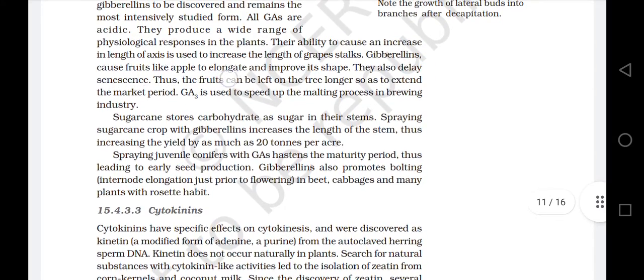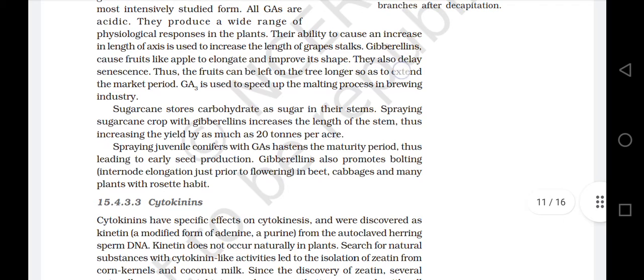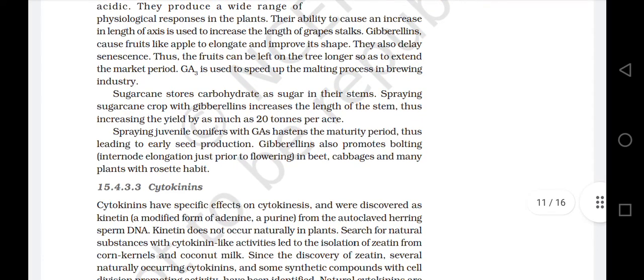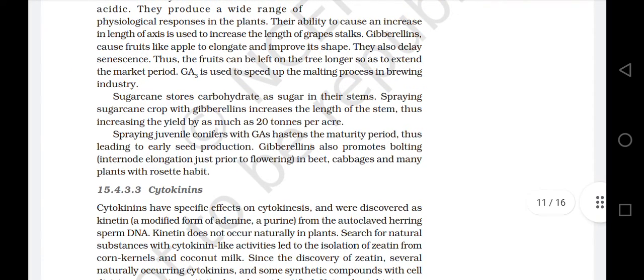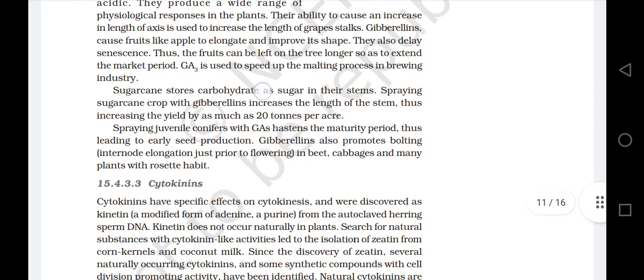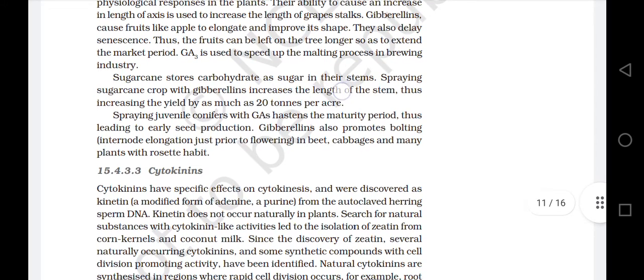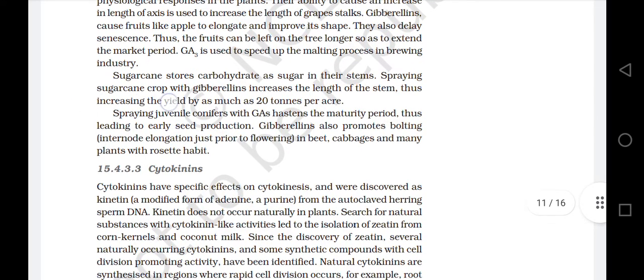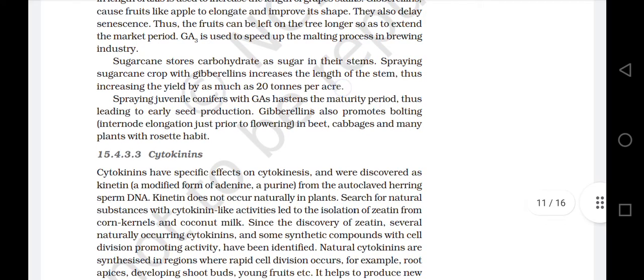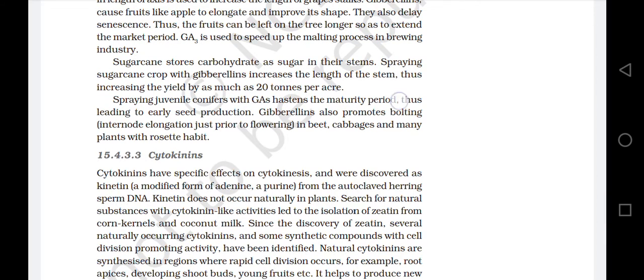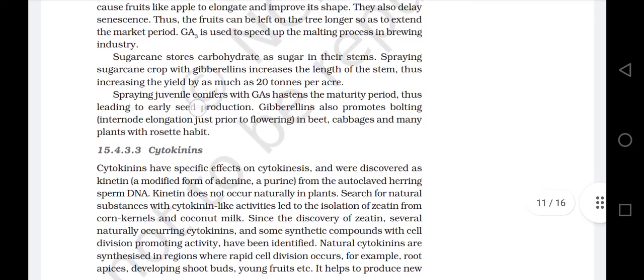Thus, the fruits can be left on the tree longer so as to extend the market period. GA3 is used to speed the malting process in the brewing industry. Sugarcane stores carbohydrates as sugar in their stems. Spraying sugarcane crop with gibberellins increases the length of the stem, thus increases the yield by as much as 20 tons per acre. Spraying juvenile conifers with GA3 hastens the maturity period, thus leading to early seed production.